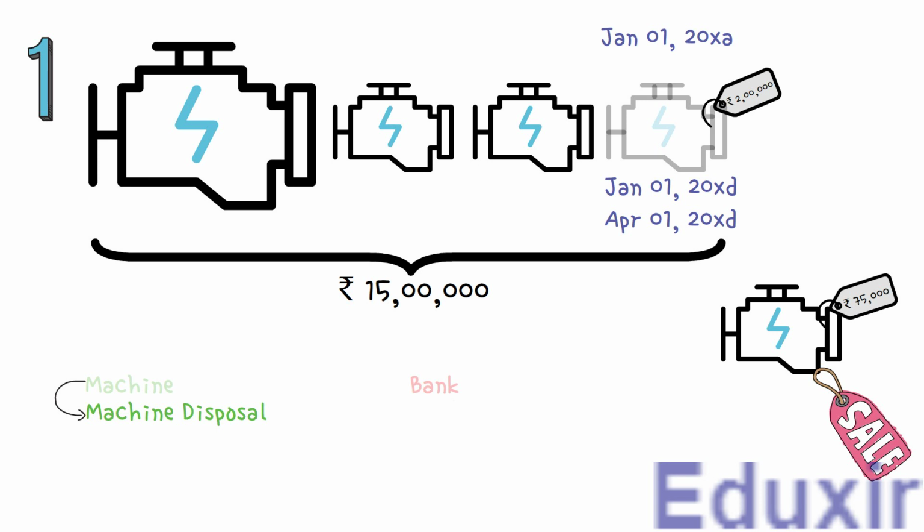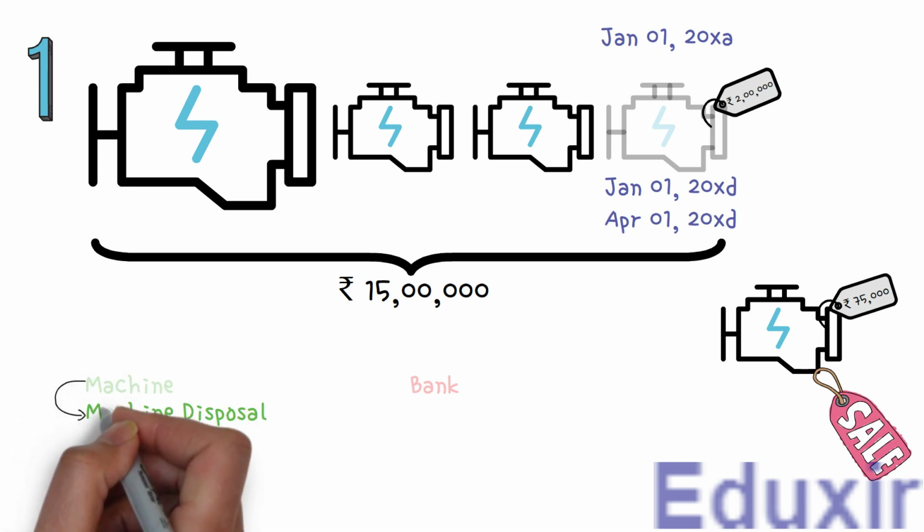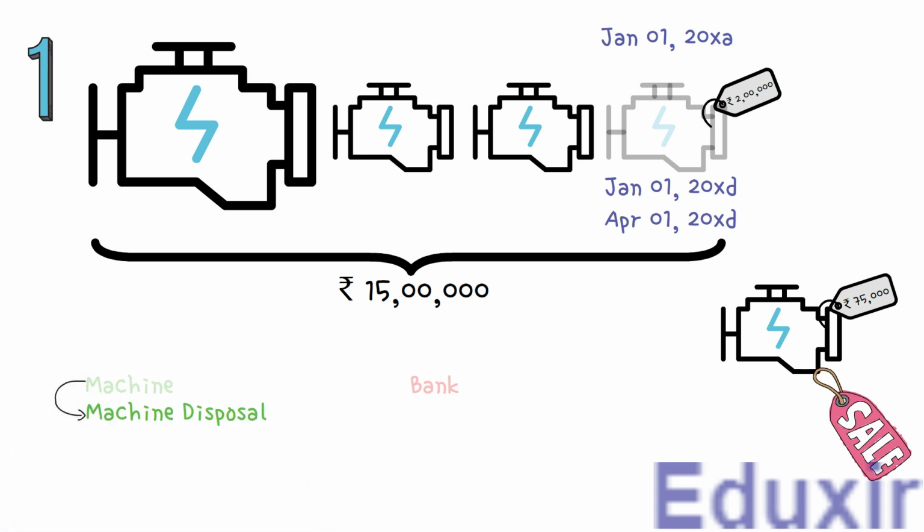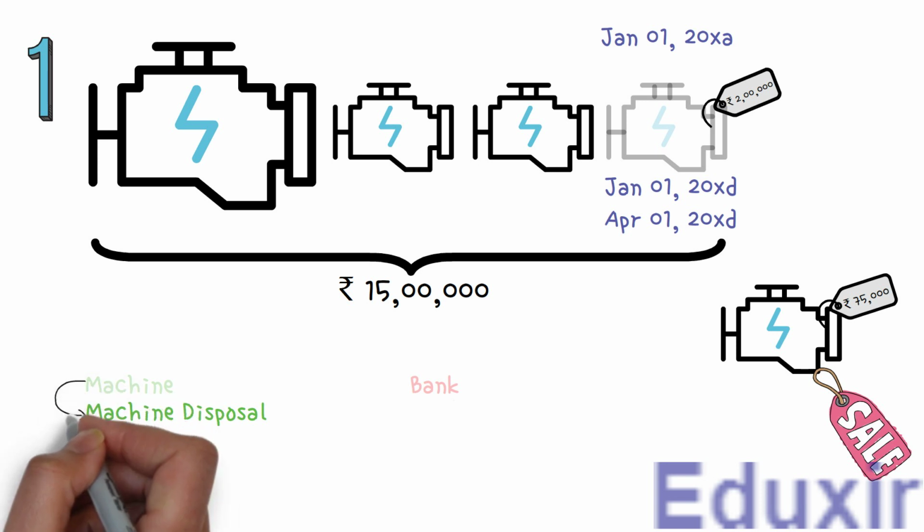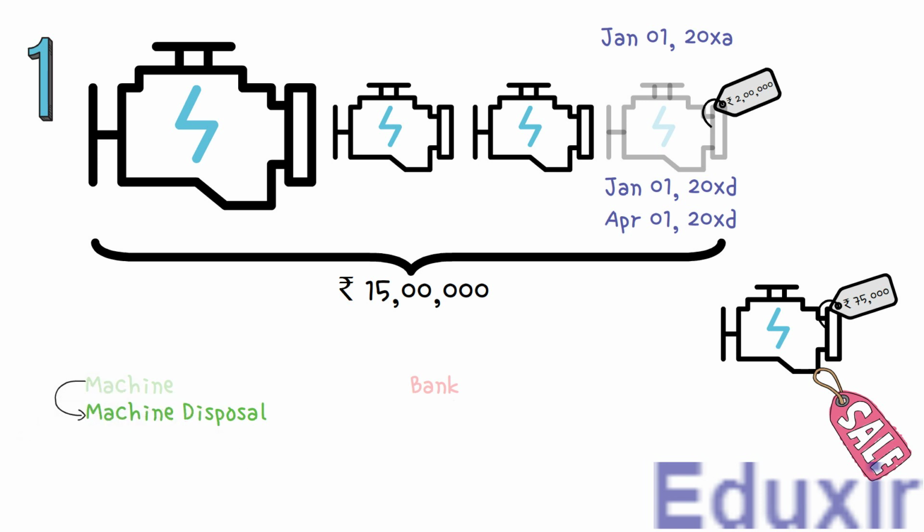See, when we post the machine to the machine account, we post it on the debit side, right? In the same way, when transferring the machine from the machine account to the machine disposal account, we should post it on the debit side of the machine disposal account. Now, the machine is lying in the machine account and also in the machine disposal account. In other words, the same asset is posted to two ledger accounts, which doesn't make sense, right?